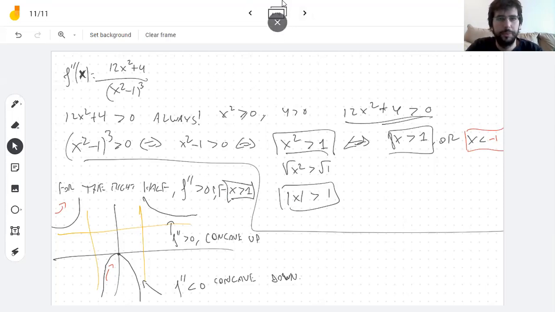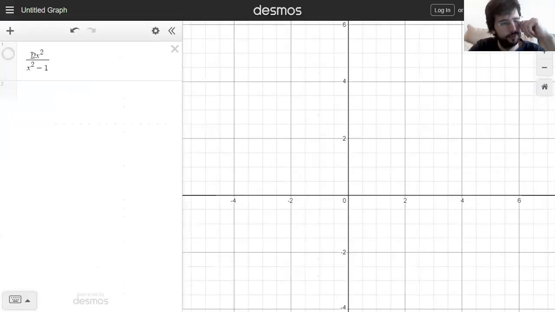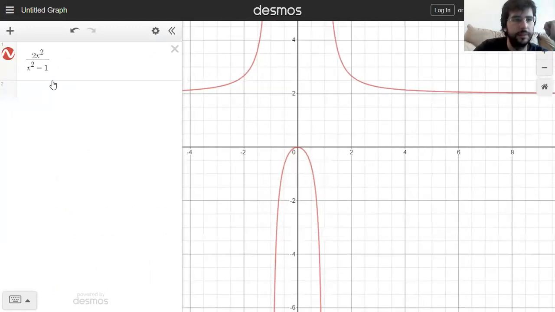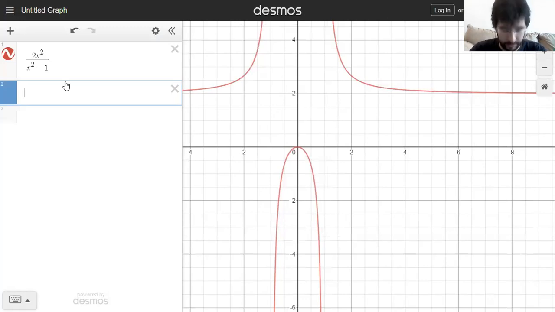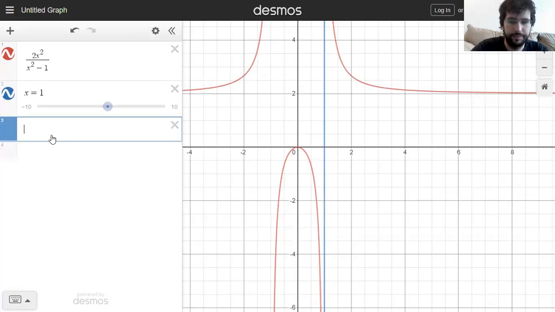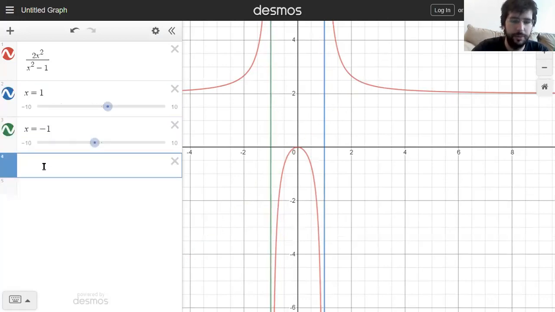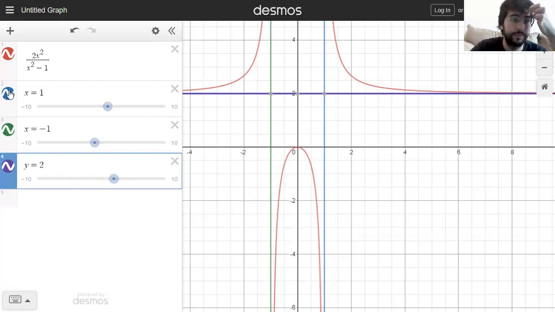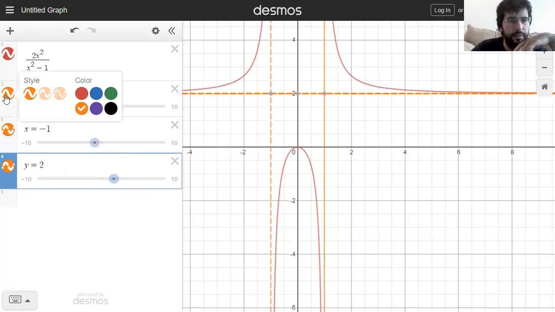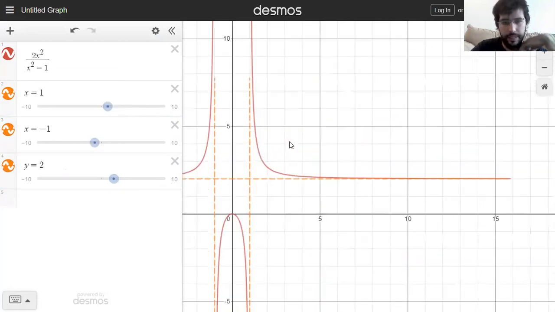So if you graph it with the computer, you see that we actually did amazingly well. I mean, the scale might look different. I guess I didn't do good with the scale, but I got the shape exactly right. Here's an asymptote. Here's the other asymptote. And here's the third asymptote. And this is exactly what I drew.